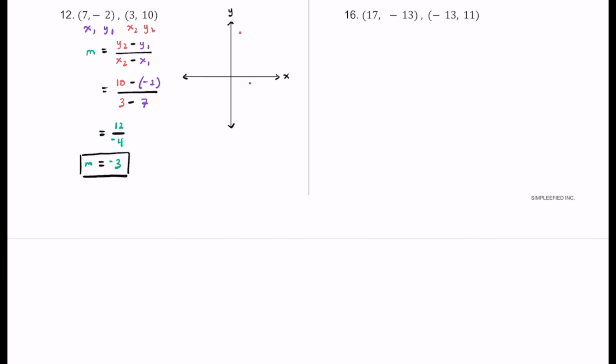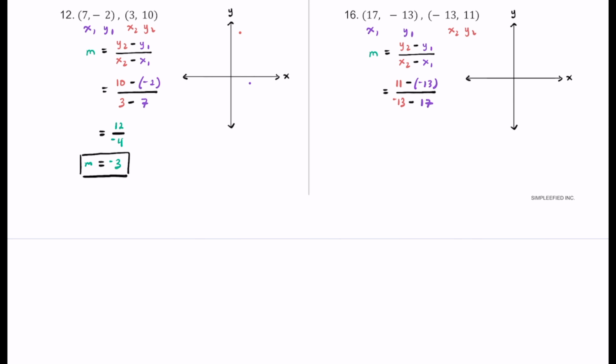Last one here, number 16, we have 17, -13 and -13, 11. This is our x1, y1 and x2, y2. For y2, let's plug in 11. And for y1, let's plug in -13. That'll be the numerator. And for the denominator, for the run, x2 will be -13. -13 take away, what is x1? Looks like that's 17. On top, 11 take away -13 should be 11 plus 13, or +24.